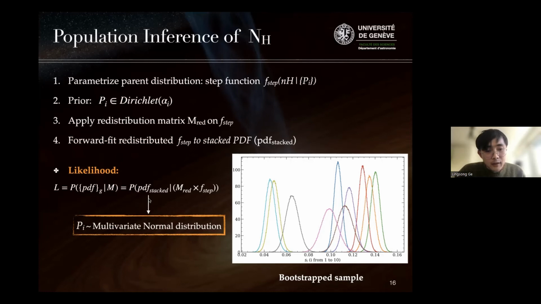The only ingredient missing here is the distribution of the stack PDF. And this is something problematic because, as I just said, the stack PDF is actually statistically meaningless. So we do not have any analytical form for its distribution. So we have to rely on something like bootstrap to infer its distribution. But luckily, we find that the distribution of the stack PDF follows nicely a multivariate Gaussian distribution. So the distribution of each pi is nicely a Gaussian, so that we can easily implement it in our fitting procedure.